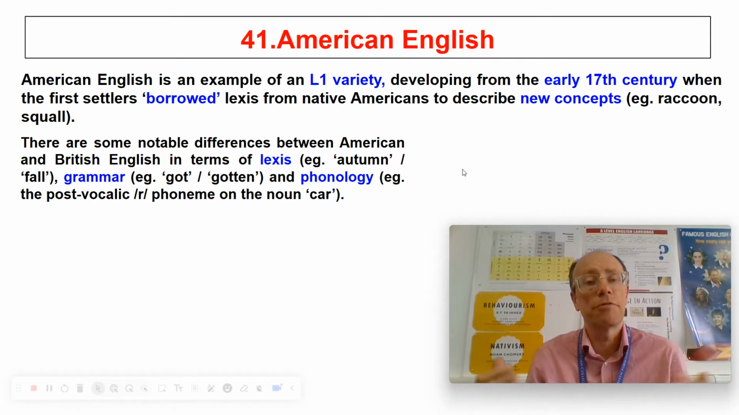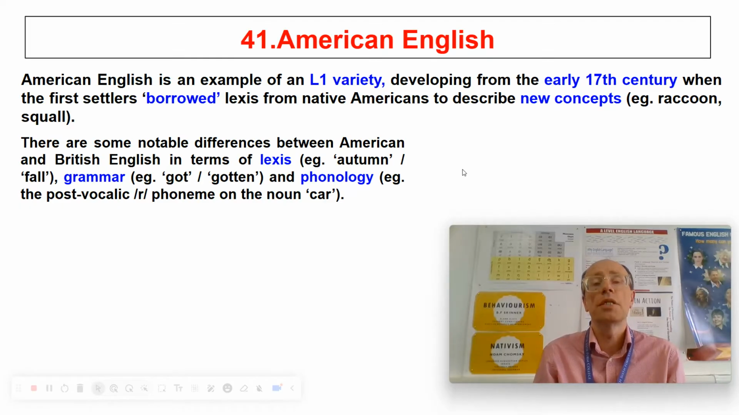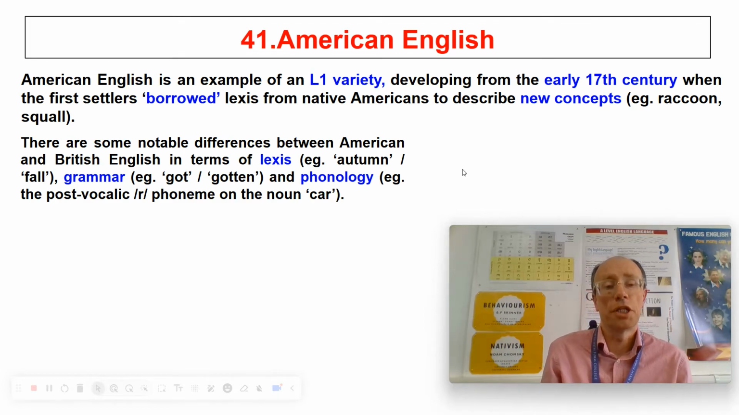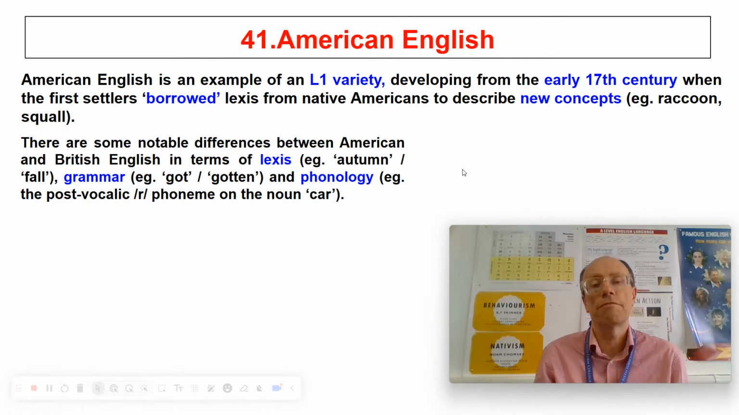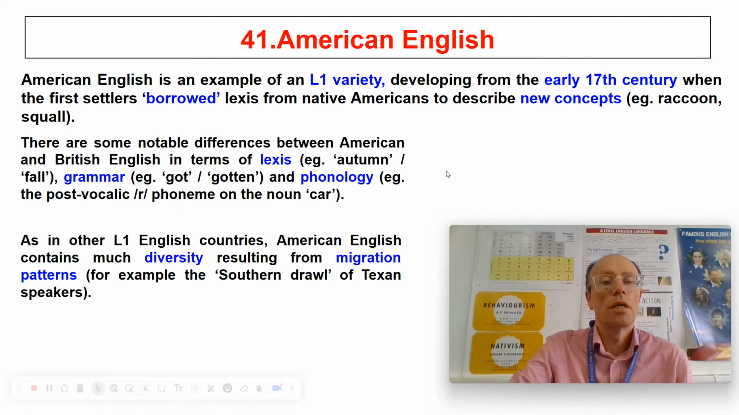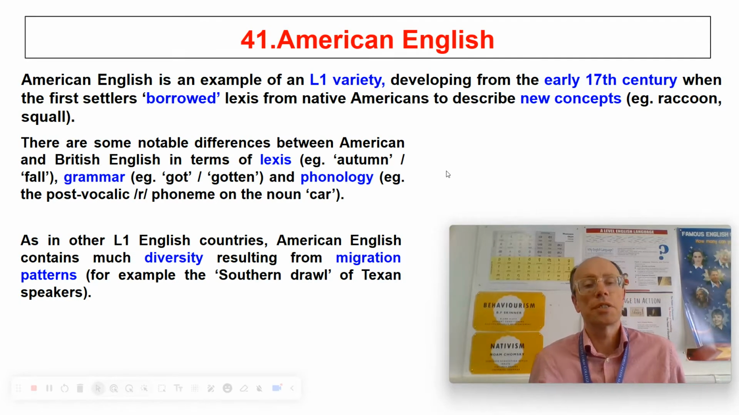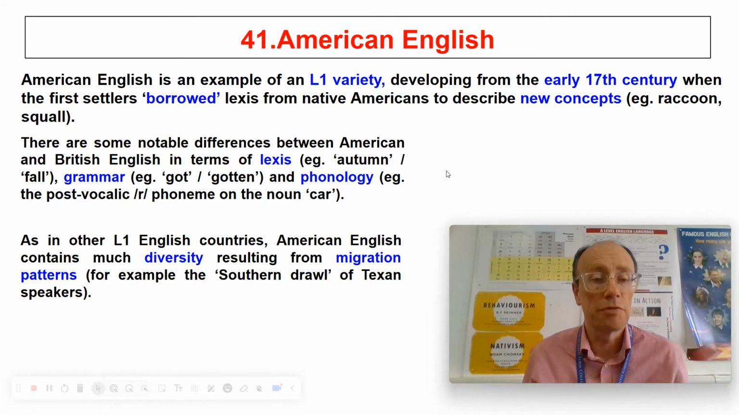There are some notable differences, of course, between American and British English forms in terms of your words, your lexis. You've got words like British English autumn and American English fall. There are differences in grammar. So British English got, American English gotten, and of course phonology. So you've got in American English the high status of that post-vocalic R phoneme. So take a word like car, the R phoneme, which is foregrounded at the end of the word. So as in other L1 countries, however, American English contains a heck of a lot of synchronic variation.